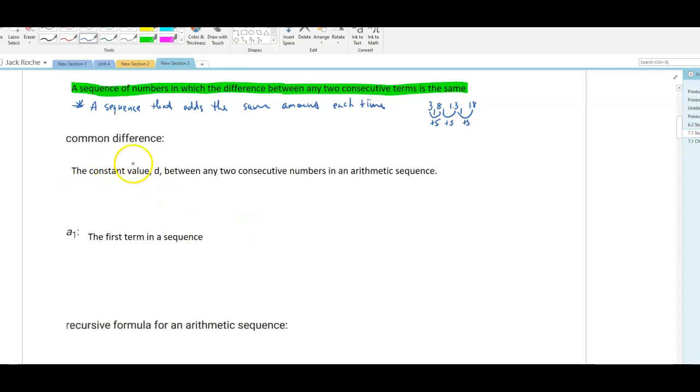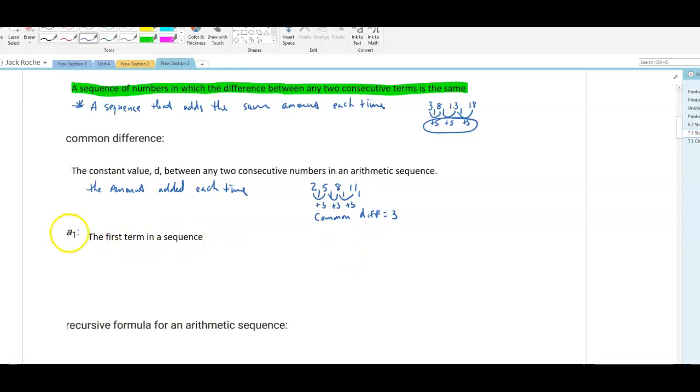Okay, now the amount, the common difference, is the constant value d between any two consecutive numbers in the sequence. So basically it is the amount added each time. So up above your common difference would be 5. If I gave you this one, 2, 5, 8, 11, how much am I going up each time? I'm going up 3. So my common difference would be 3. If I was subtracting 3 each time, it would be negative 3.